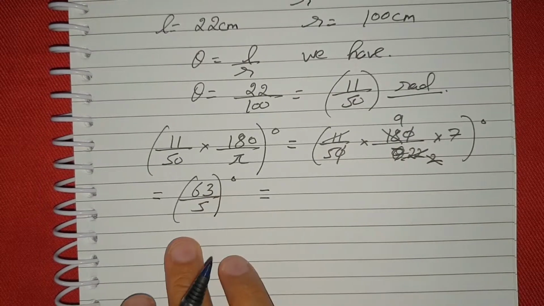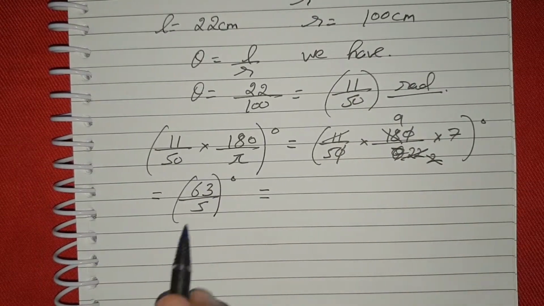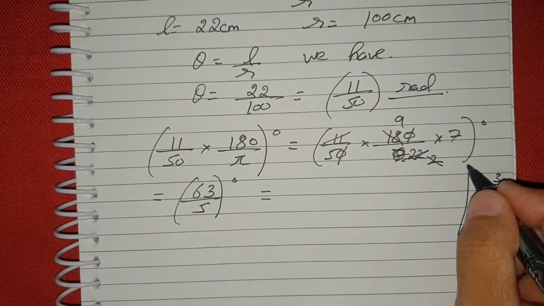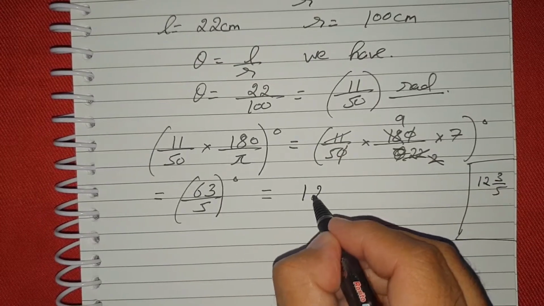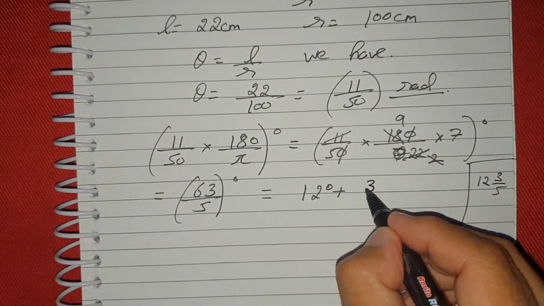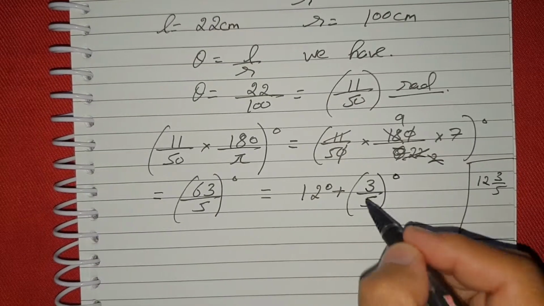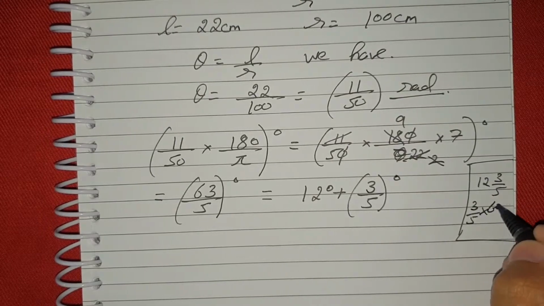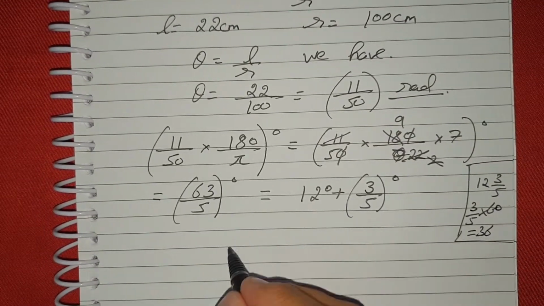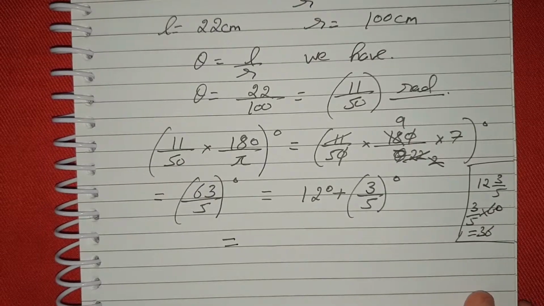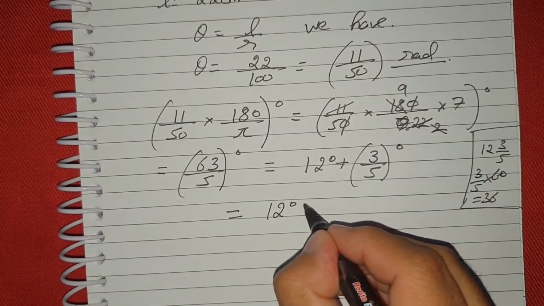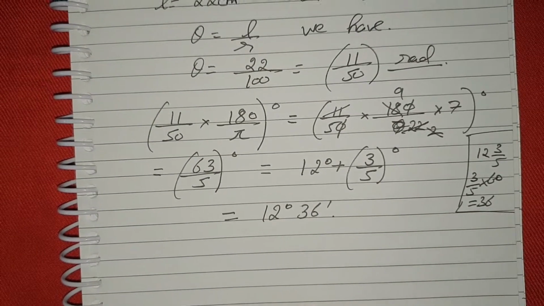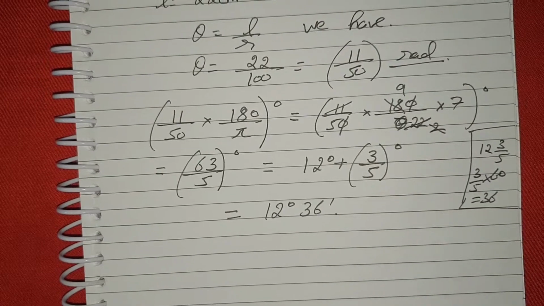Okay, so basically 63 by 5 is 12 3 by 5. So we can write this as 12 degree plus 3 by 5 degree. Now convert this to minutes. We will do 3 by 5 times 60, which is equal to 36. So the final answer is 12 degree 36 minutes. So the angle subtended at the center of the circle will be 12 degree 36 minutes.